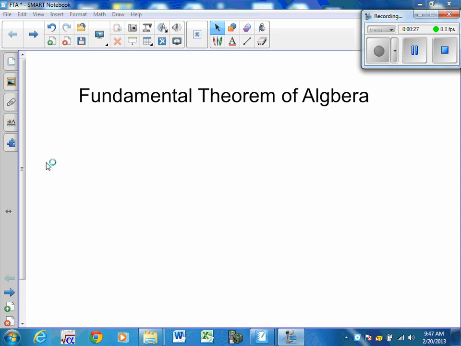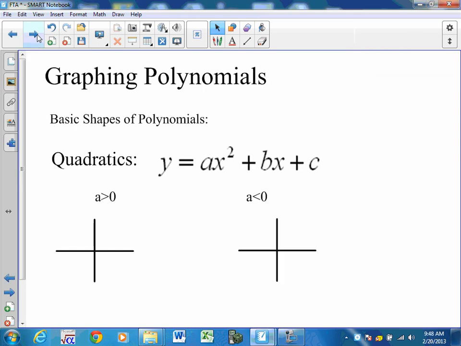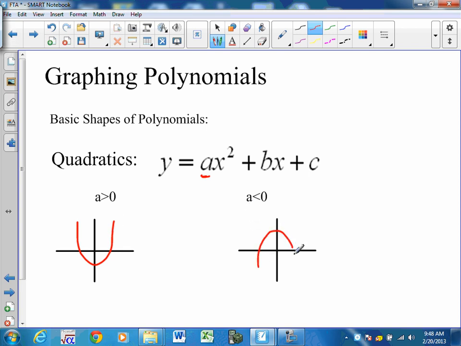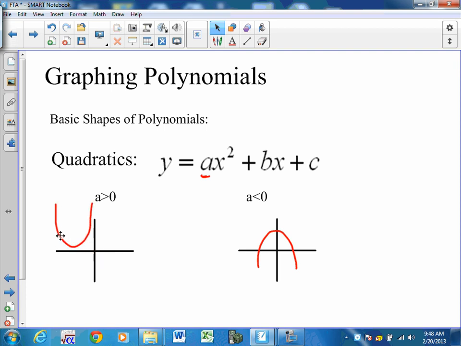So what we want to talk about is knowing basic shapes, and you've seen these before. If we have quadratics, the basic shape of a quadratic is a U. If the a, the number in front of the x squared, is positive, our quadratic opens up. If the a is negative, it opens down. Now, these quadratics can be moved around. As we looked at our parent functions, these could be up or over or down or anywhere in our graph. They may cross the x-axis at two places, they may cross at only one, they may not cross at all. All of those are possibilities.